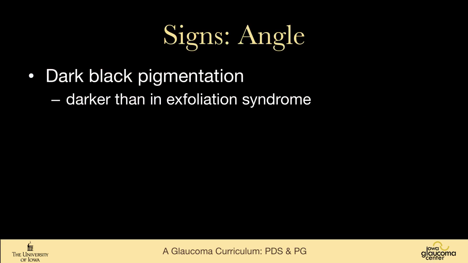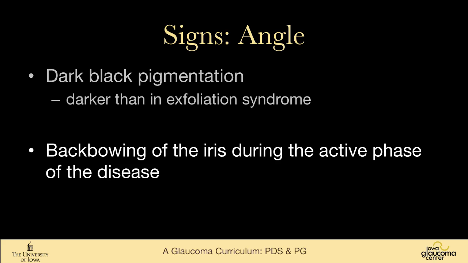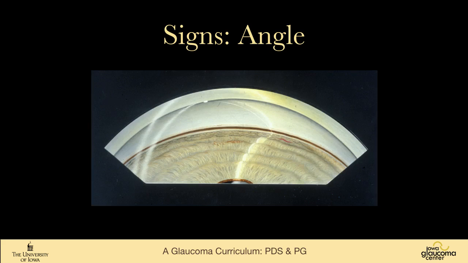In the angle, there's a dark black pigmentation, much darker than in exfoliation syndrome, where the iris pigment epithelium is mixed in with the exfoliative material and gives that brown sugar look. And we also see in the angle backbowing of the iris, especially in young people, and that tends to go away, and we'll talk about that in a second.